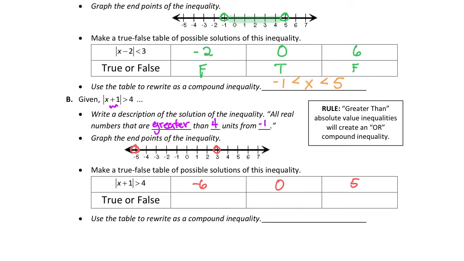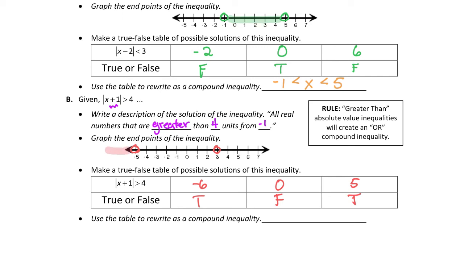All right, so once again, I'm going to substitute those numbers in here. So -6 plus 1 would give me -5. The absolute value of -5 is 5, and 5 is greater than 4. So that is true. And doing that again with the 0, substitute the 0. So 1 is not greater than 4. So that would be false. And finally, substituting the 5 in here, I get 6. 6 is greater than 4. So that is true.